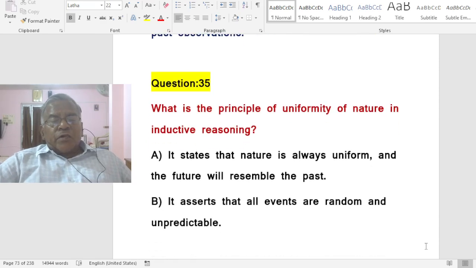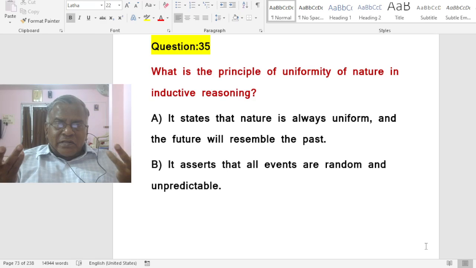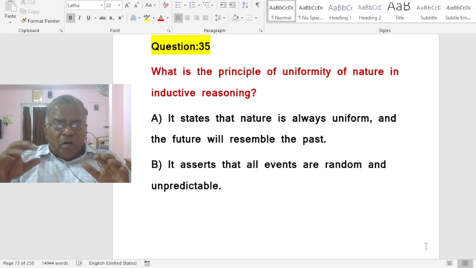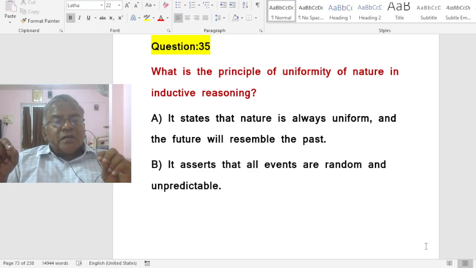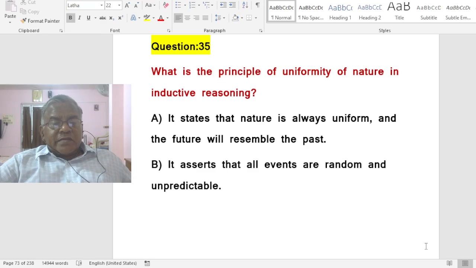Now, what is the principle of uniformity of nature in inductive reasoning? Uniformity of nature means, you see, once again the example of the bag full of 2 rupee coins. You take 10 coins, one by one, and all are 2 rupee coins. So this is called uniformity of nature. Sometimes it may mislead also. So which is the correct answer? What is the principle of uniformity of nature in inductive reasoning?